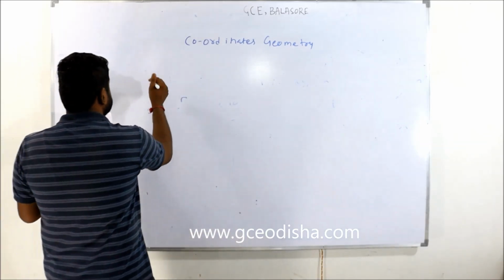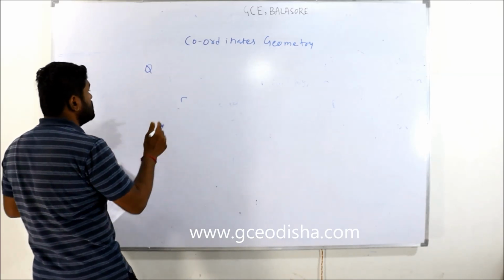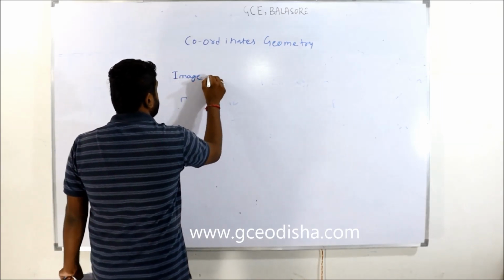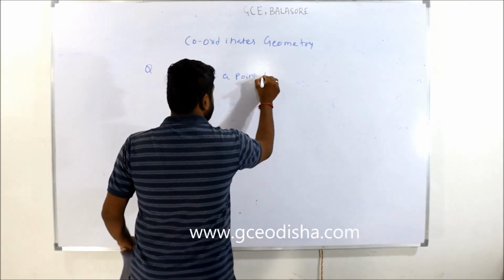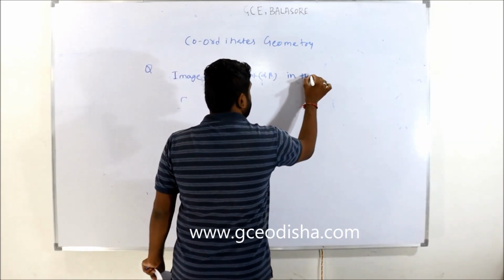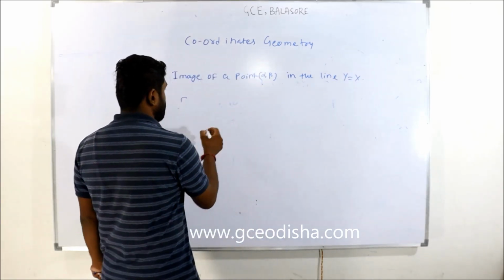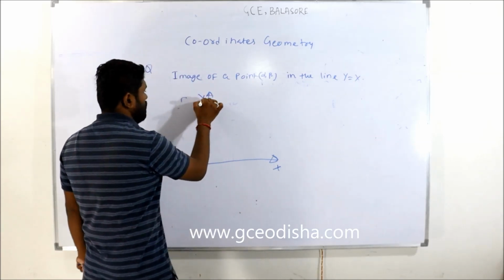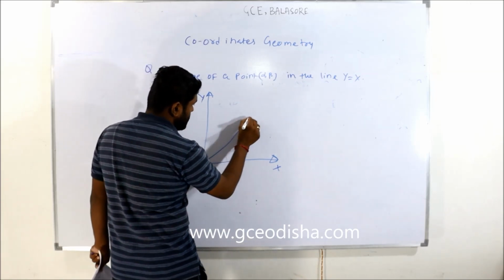Another type of question is there: image of the point (alpha, beta) on the line y equals x. Okay, the question is: image of a point (alpha, beta) in the line y equals x. Draw a diagram first. X, y, right? The line is y equals x. This is the line y equals x.